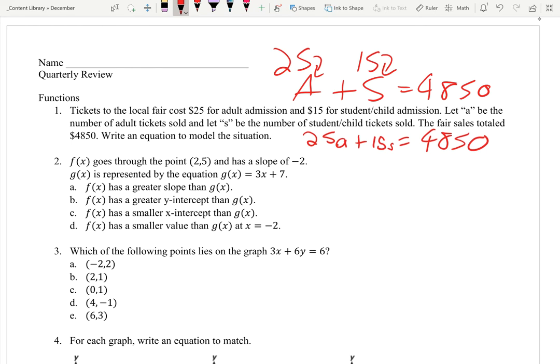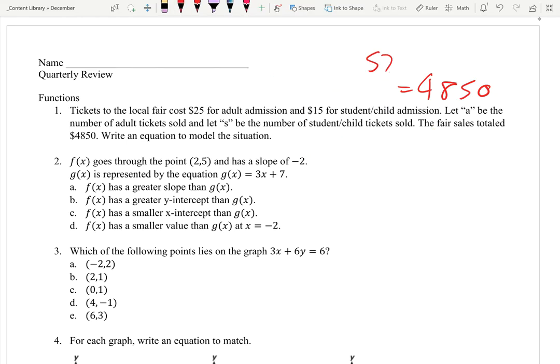And it's pretty intuitive. You have your adult tickets plus your student-child tickets and the price for each of them equaling $4,850. Okay? And that's it. That's the equation.